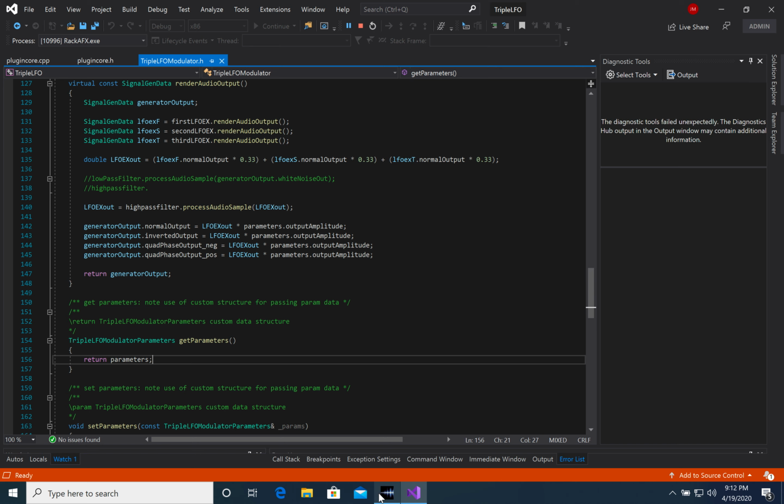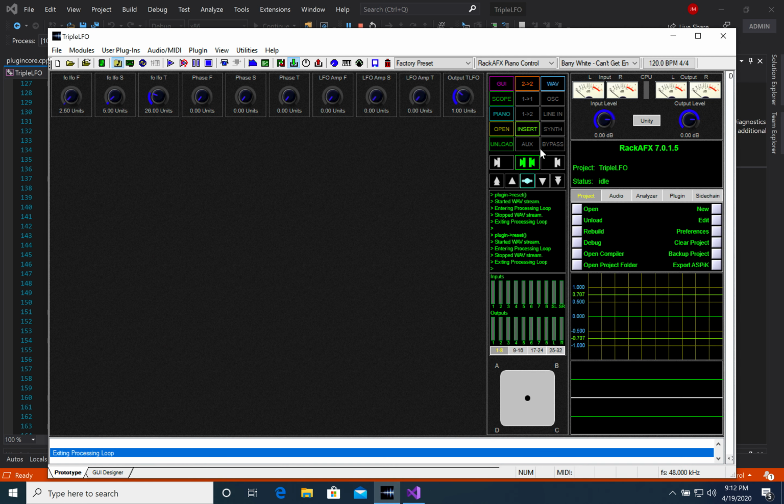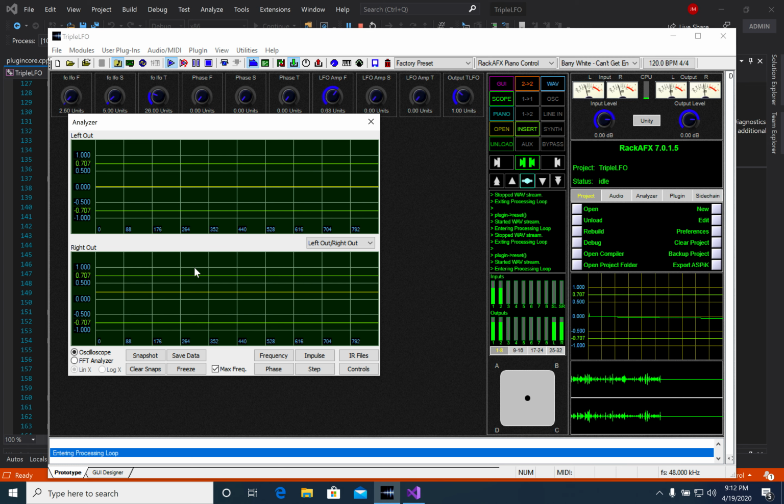And then let's make sure it's working. Pretty sure it's loaded. So right now we have no signal going through. See, all of our amplitude knobs are down. If I raise the first one, you can see a very slow waveform forming. It doesn't quite pick it up in the analyzer.